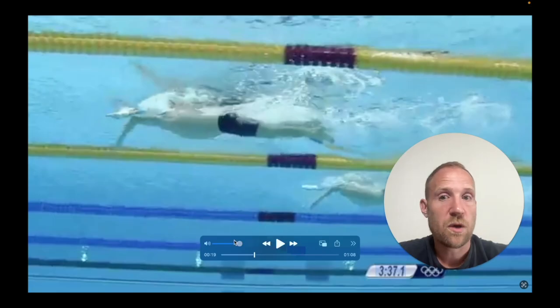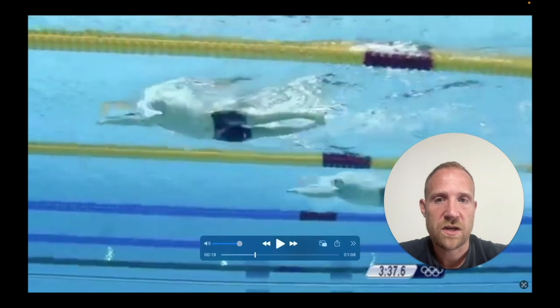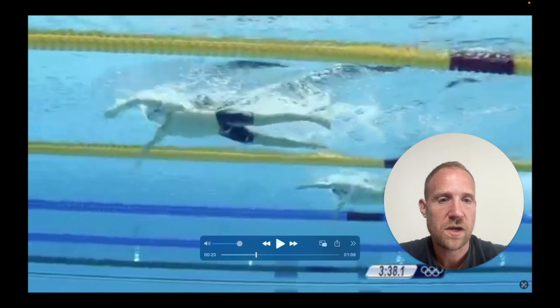And then if we go back to the distance freestyle, he just finished creating propulsion there. There's none, there's none, there's none. And now we start creating propulsion. So there's a gap in between those. And so that's the big difference between sprint freestyle and distance freestyle.